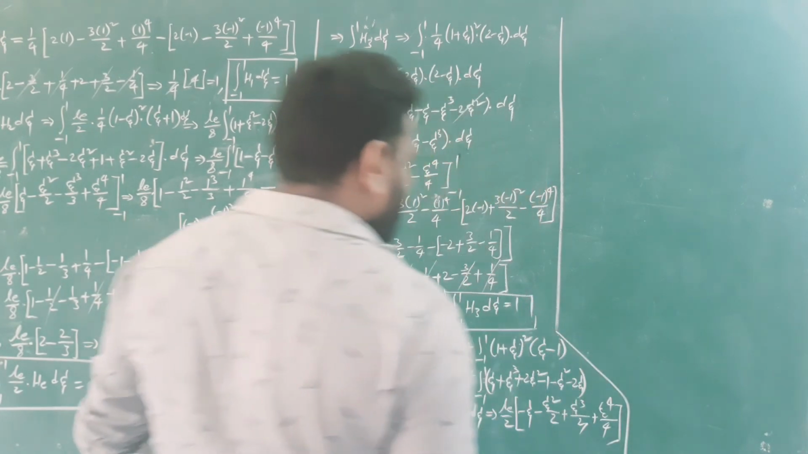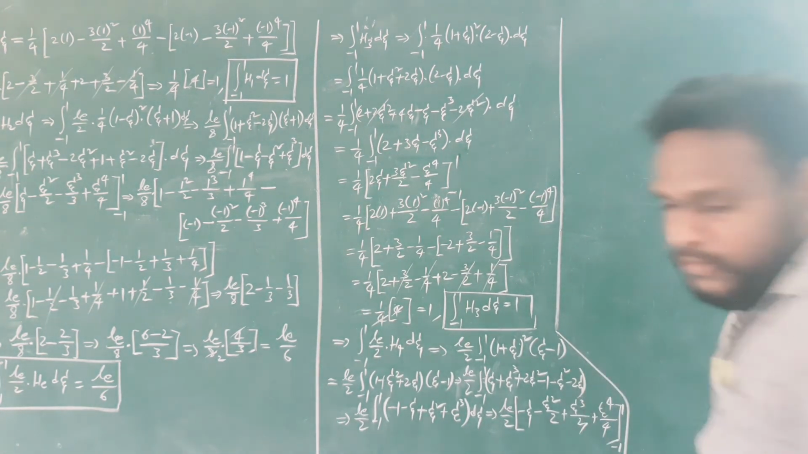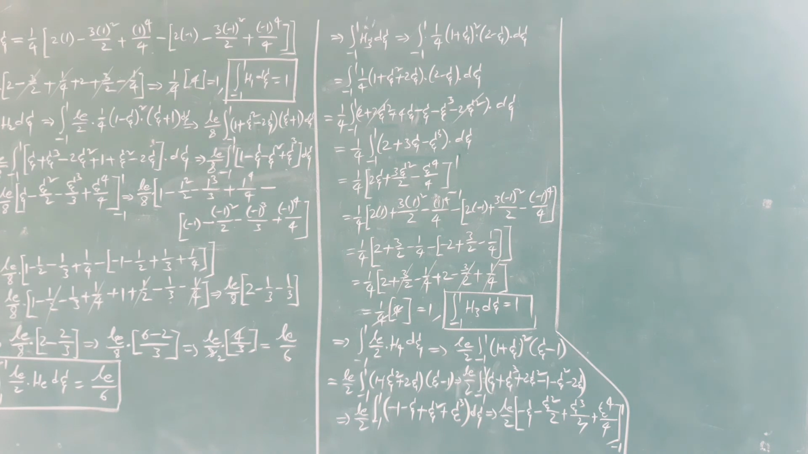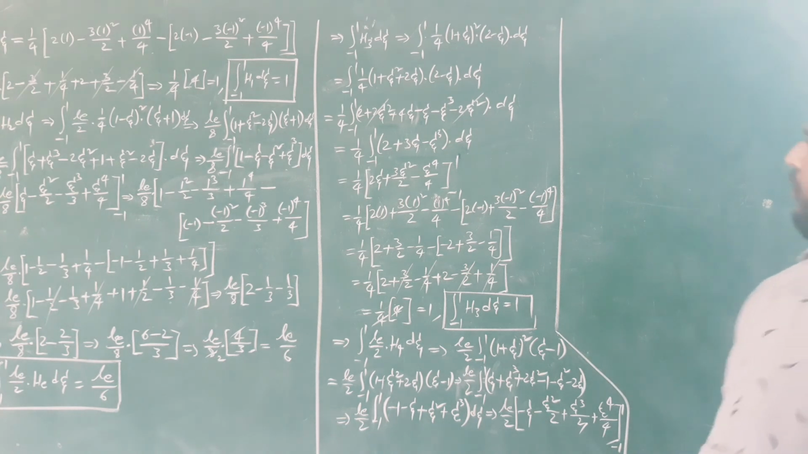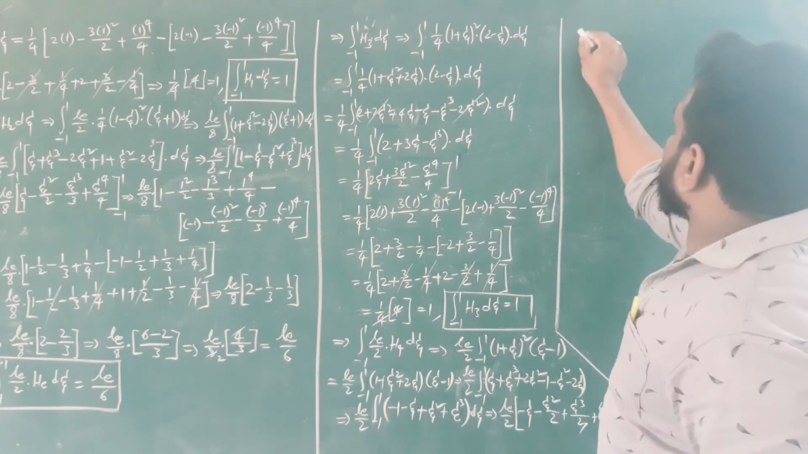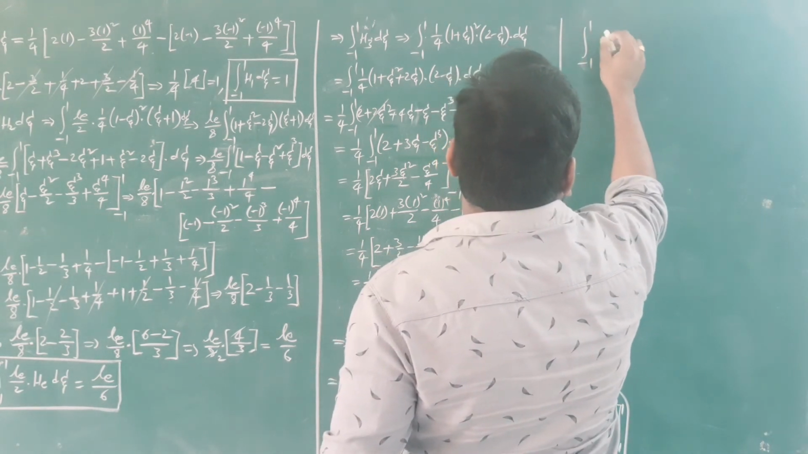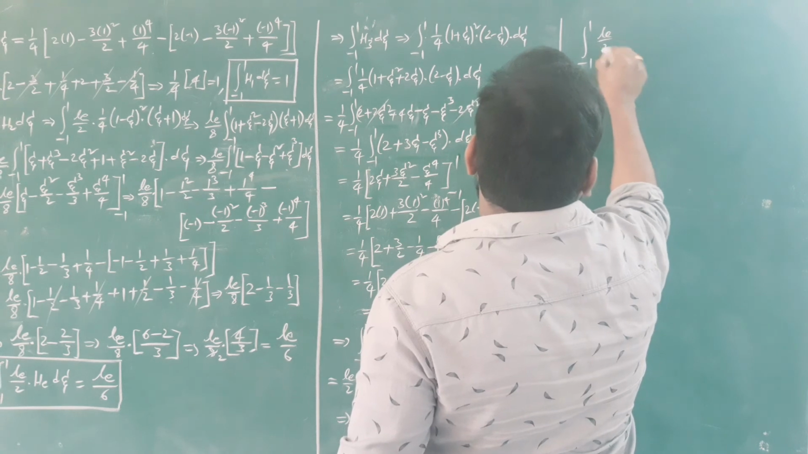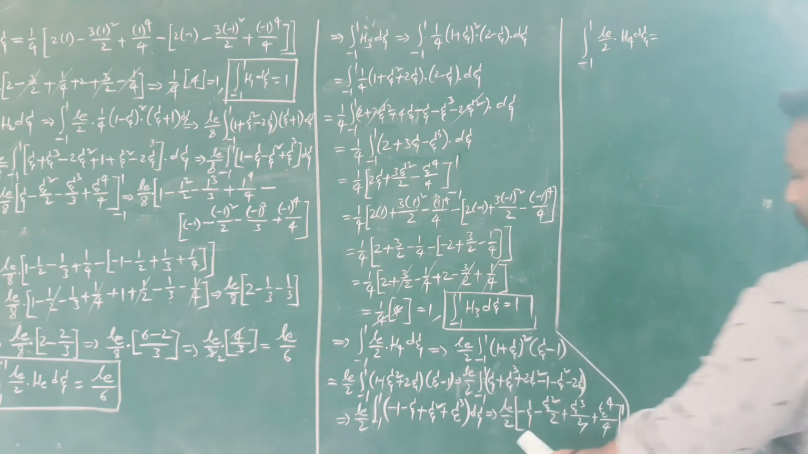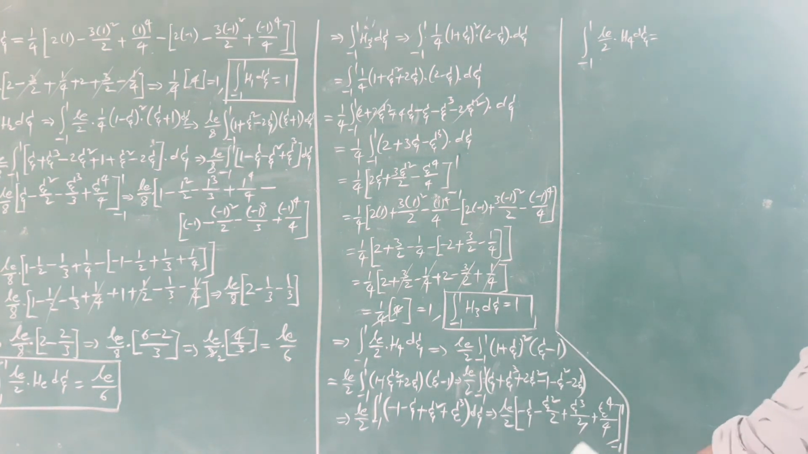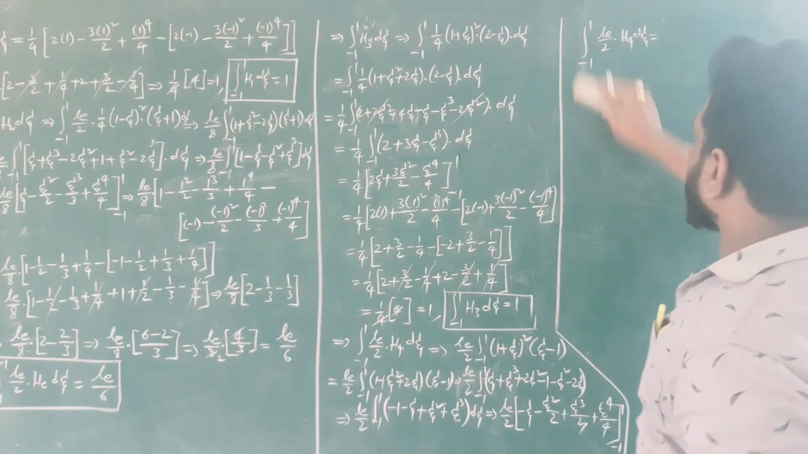Okay, now apply minus 1 to 1. So apply the boundary condition for every equation. You will get the final result: the integral from minus 1 to 1 of le by 2 into h4 into dj is equal to, applying the boundary condition here, upper limit minus lower limit. So just have to write here.